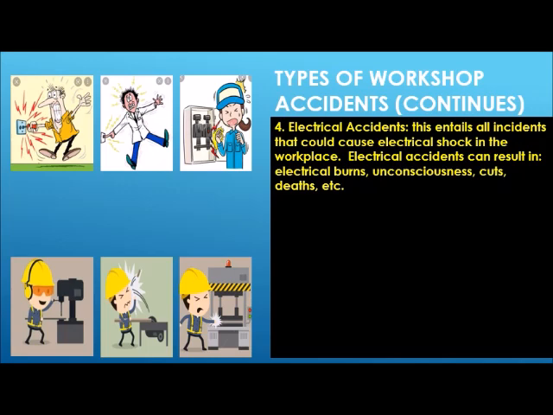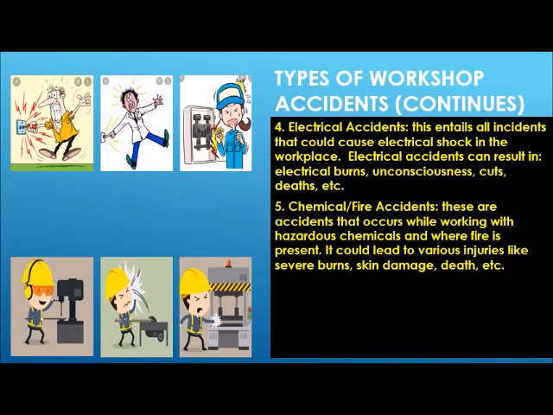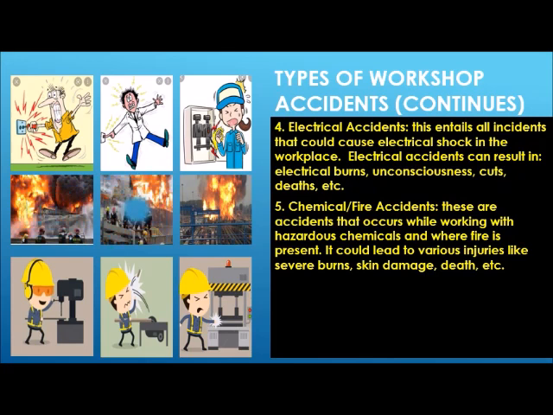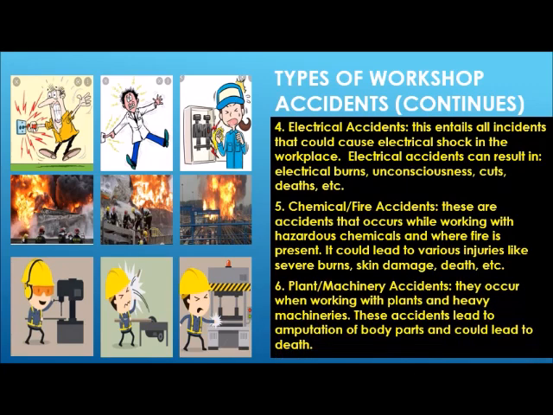The next one is chemical or fire accidents. These are accidents that occur while working with hazardous chemicals and where fire is present. It could lead to various injuries like severe burn, skin damage, death, and so on. Displayed on your screen are examples of fire accidents. The last one, plant machinery accidents. They occur when working with plants and heavy machineries. These accidents lead to amputation of body parts and could lead to death.